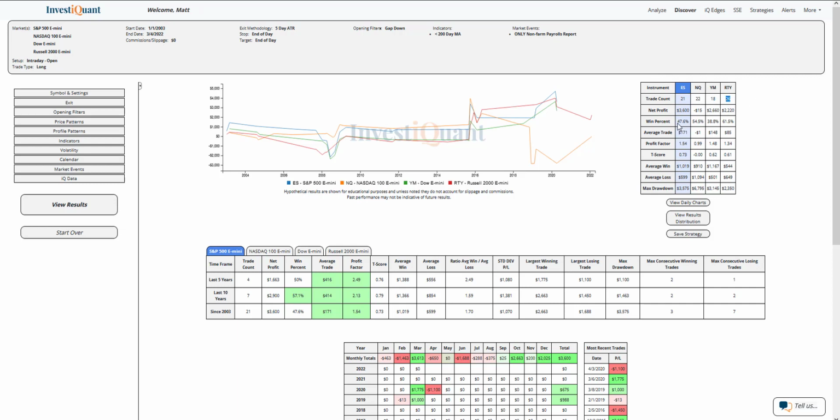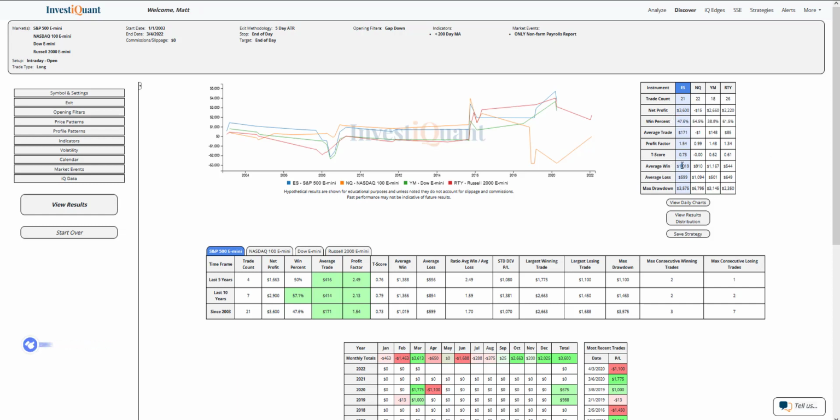Win rates on these are kind of mixed. We've got S&P pretty neutral. 48% of these have closed above the open for the day. The NASDAQ, 55% have closed above the open. The Dow's the weakest of the group at 39%, and the Russell's the strongest of the group at 62%. So we are mixed on win rates.